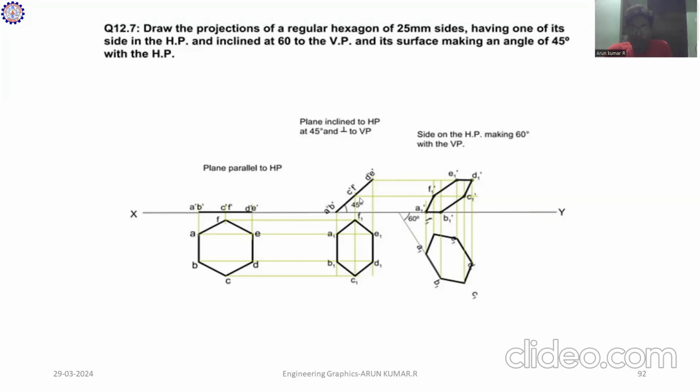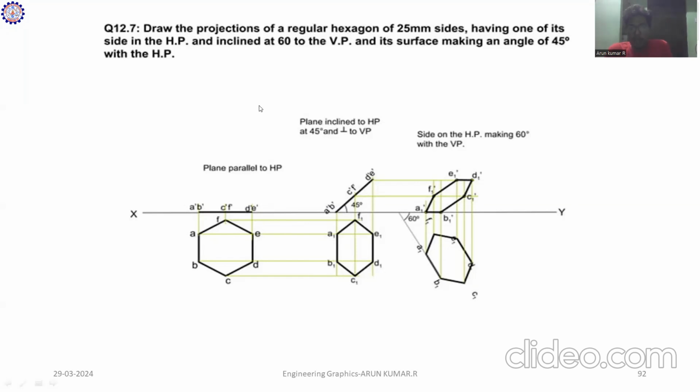How do you find C dash, F dash? You measure the distance of either A dash, B dash or D dash, E dash and point it out. Next, the D dash and E dash. Draw vertical lines from A dash, B dash, C dash, F dash, D dash, E dash, and also draw horizontal lines from the top view. After coinciding all the points, we mark A1, B1, C1, D1, E1, F1. Joining all the points, you get the hexagon in the tilted view at 45 degrees.